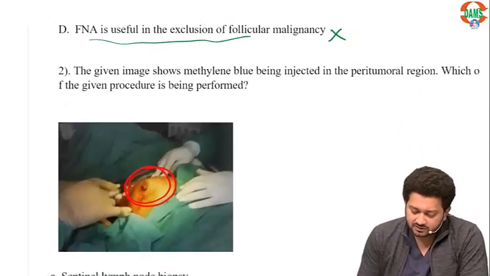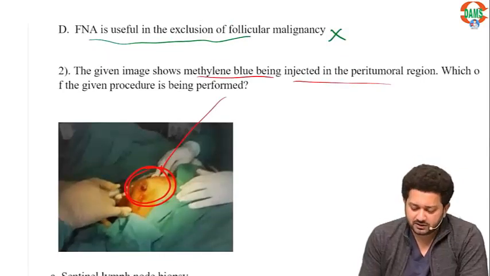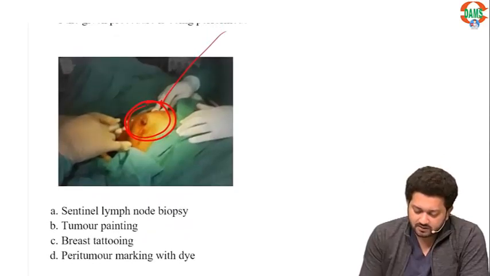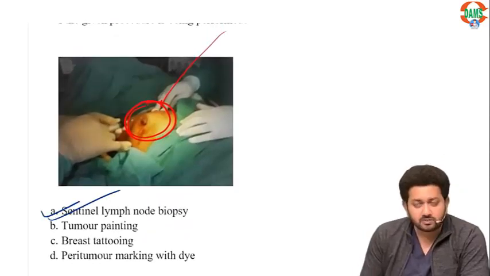The given image shows methylene blue being injected in the peritumor area like this. Methylene blue is injected here. Which of the following procedure is being performed? I am sure all of you have done this, correct. This is sentinel lymph node biopsy.